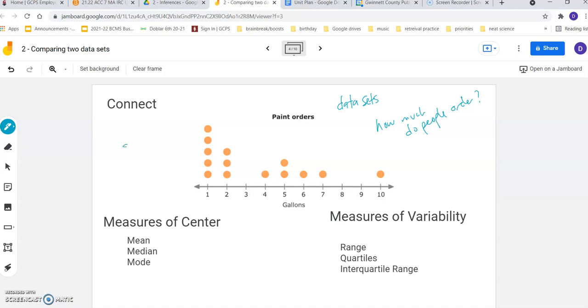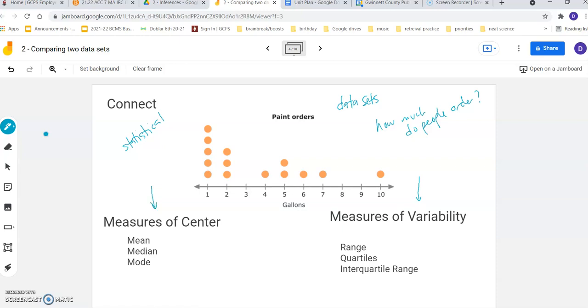And so we called that a statistical question when you have lots of different answers to the same question, and we learned some methods for answering statistical questions last year. We either looked at measures of center or measures of variability to see how to answer those. So the ones I want to review real fast for today are the measures of center.